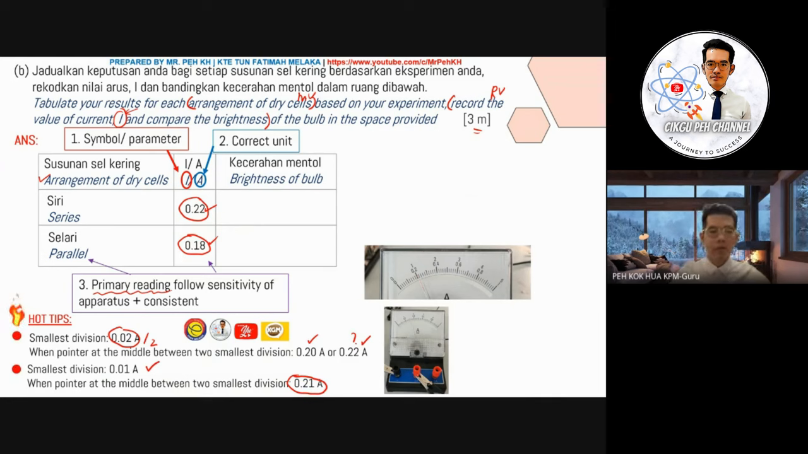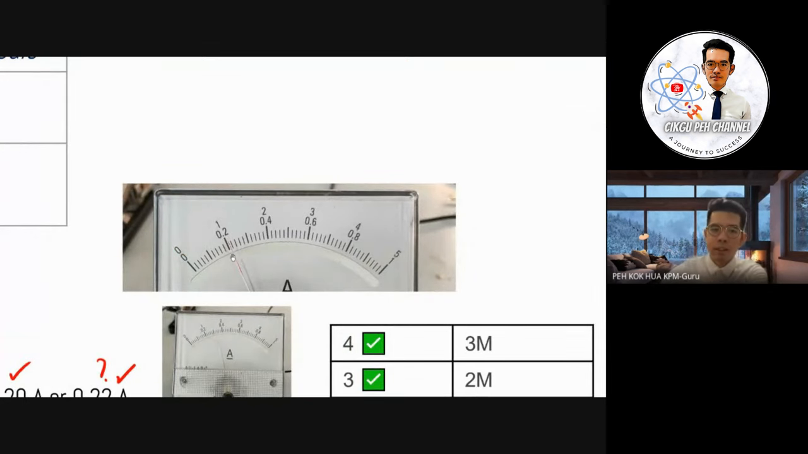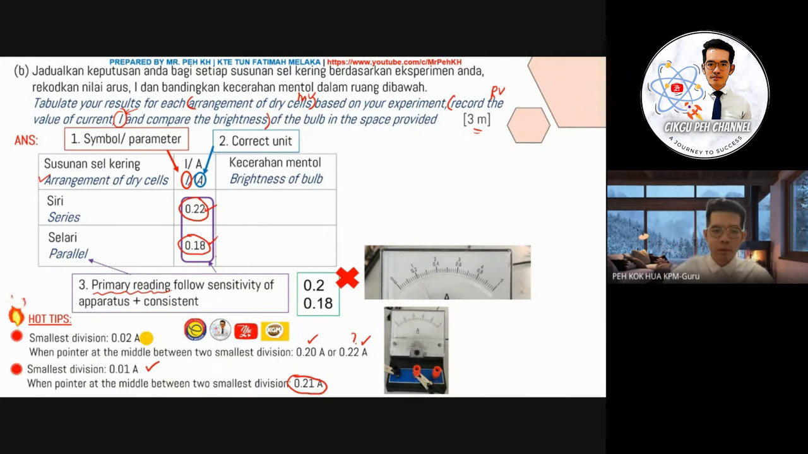However, to reduce confusion, it is better for us to use straight away the first method I just taught you, where we take the smallest division as 0.02. So when choosing the reading, you may choose the reading below the pointer, 0.20, or the reading above the pointer, which is 0.22 here. And then the second, as I mentioned, we need to give a consistent value. What is a consistent value?